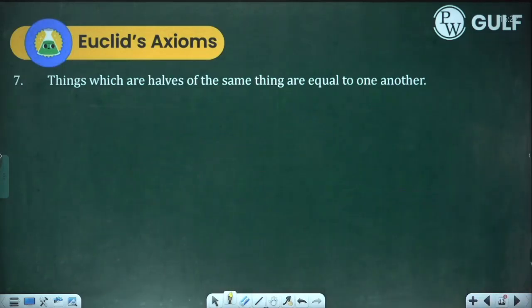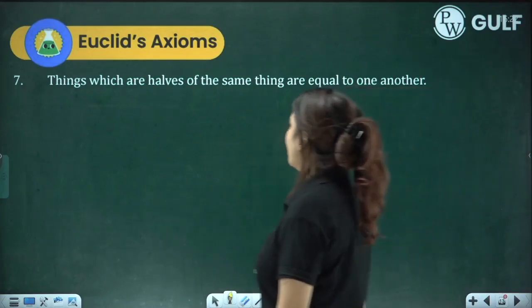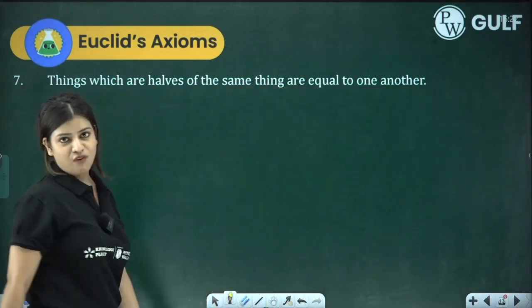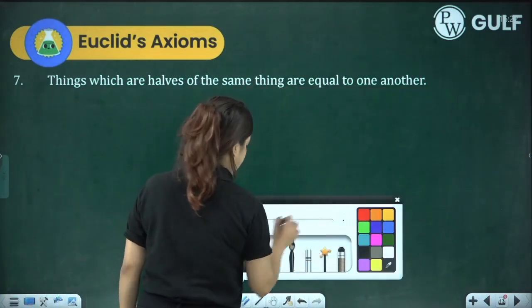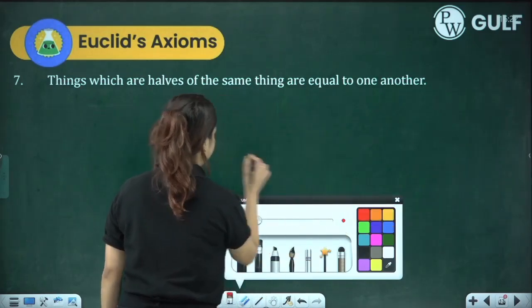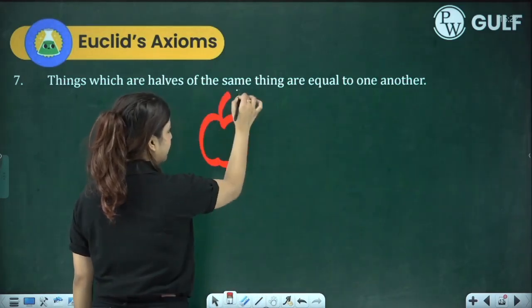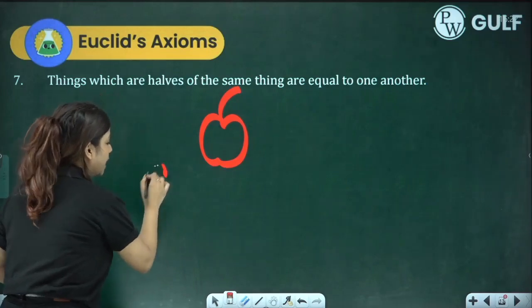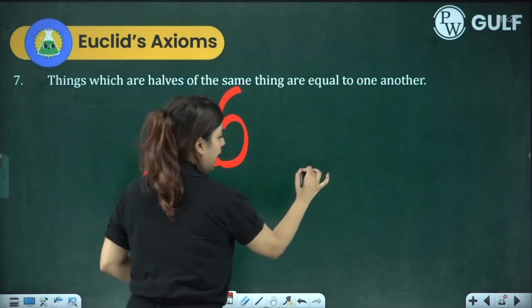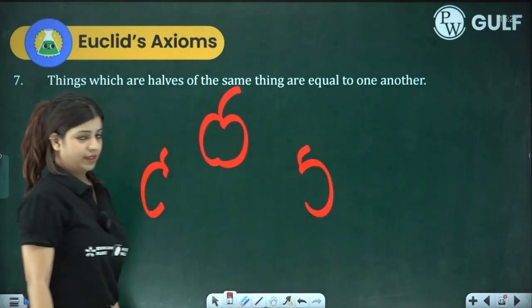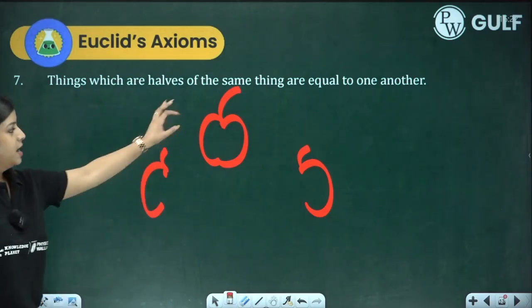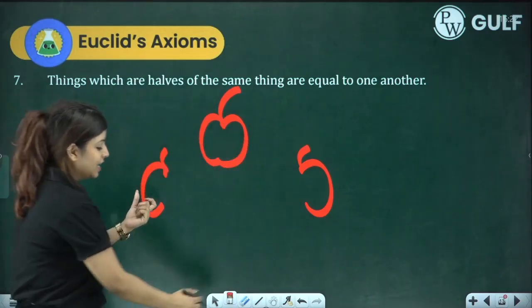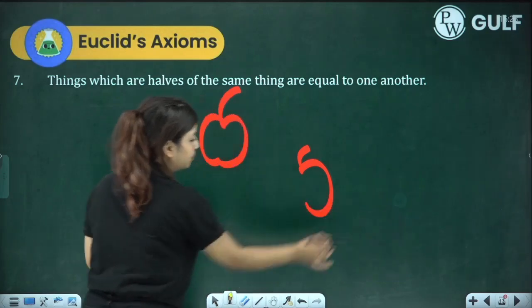The last axiom that we have is, things which are half of the same thing are equal to one another. For example, let's take the example of an apple. For example, I have an apple. Now what I did, I gave half to you and I gave half to some other student, right? Now this is the whole apple. This part is half of the apple, right?